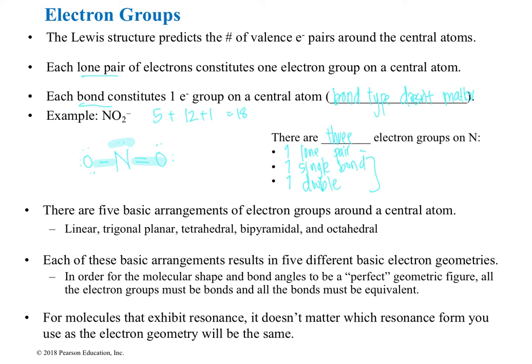Based on this, there are 5 basic electron geometries that we're going to learn: linear, trigonal planar, tetrahedral, trigonal bipyramidal, and octahedral, corresponding to 2 electron groups, 3, 4, 5, and 6. And each of these electron geometries is going to have different molecular geometries depending on how many of these electron groups are atoms versus lone pairs. In general, when we have resonance structures, it shouldn't matter which one you use because the geometry should still be the same. The electron groups shouldn't change.